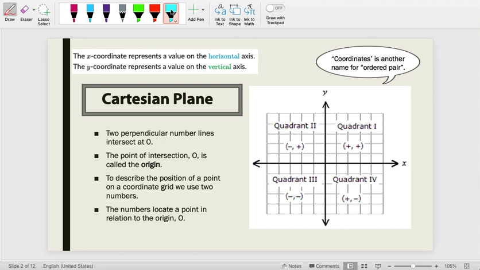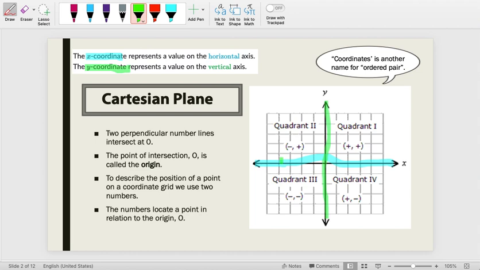So remember that you have a grid. We talked about a Cartesian plane. You have an x coordinate that is on the horizontal axis right here. And you have the y coordinate on the vertical axis right here. You kind of get that.